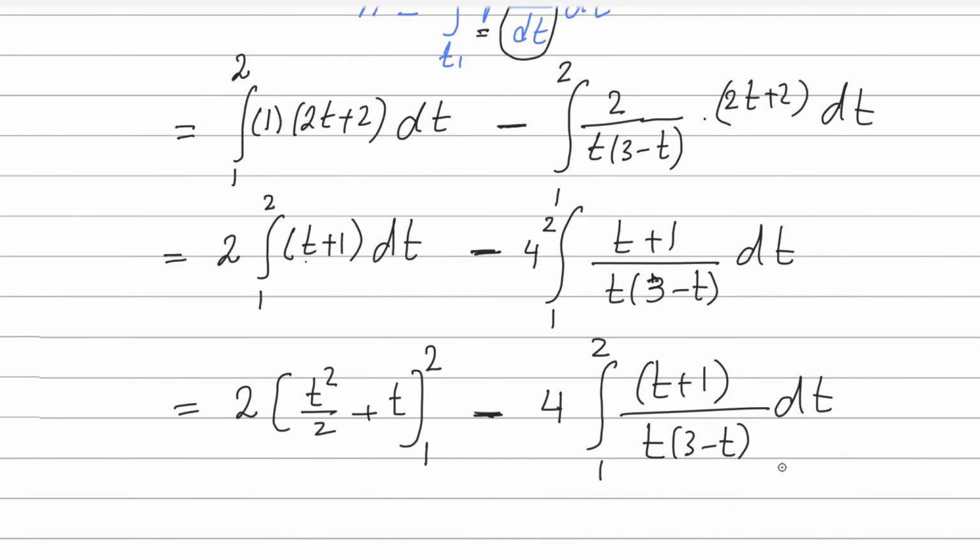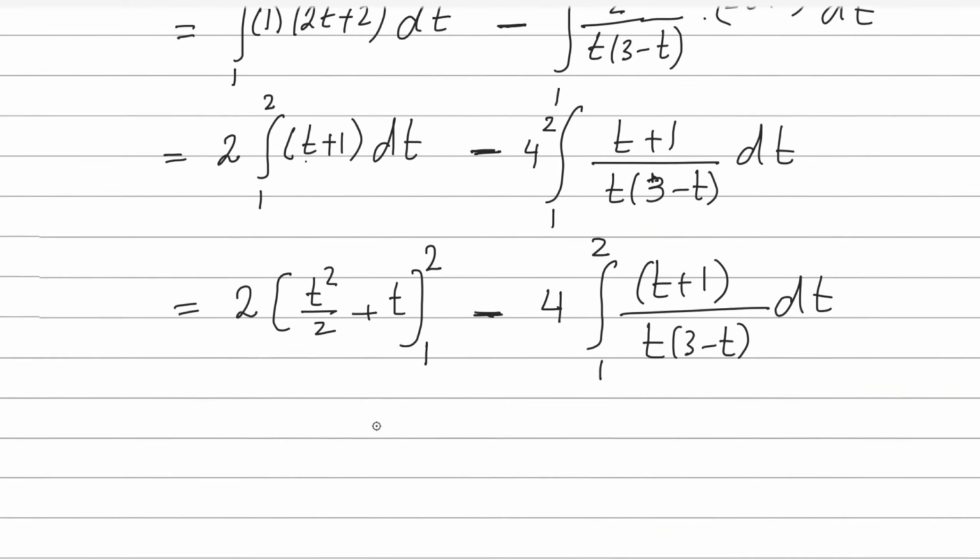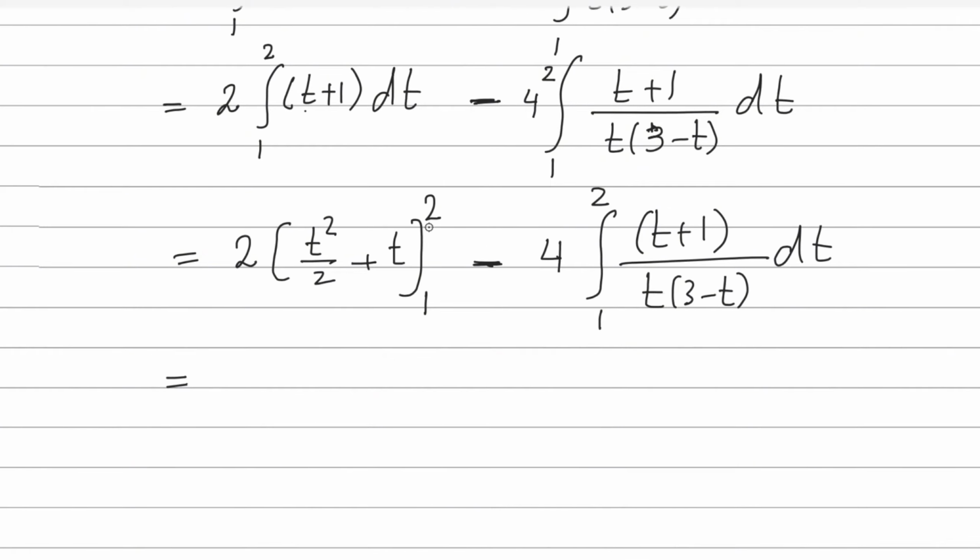We will keep this function as is, and we will simplify this one. In the next step, we just plug in the upper limit here, replace t with 2, and you get the answer for this one. In the bracket, 2 squared is 4, 4 divided by 2 is 2, and 2 plus 2 is 4. You get the answer 4 once you plug in 2. Then minus, we plug the value 1 here, it will be 1 over 2 plus 1, that will be equal to 3 by 2.